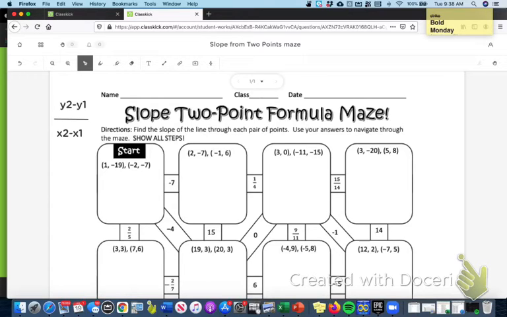So this is a maze, which means that you're not going to do every problem on the sheet. You're just going to do the problems that go in the direction that the correct answers take you. So we're obviously going to start with the start. So I am going to begin by adding a little text box to label.